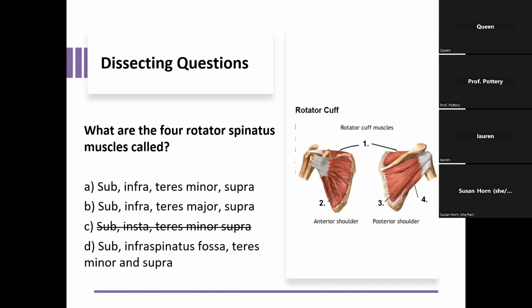It's the location of the muscle. All right, what do you pick? A, B, or C?